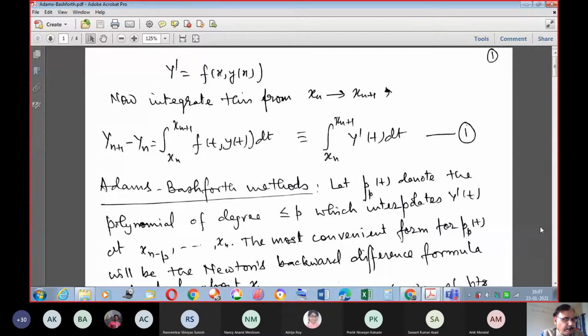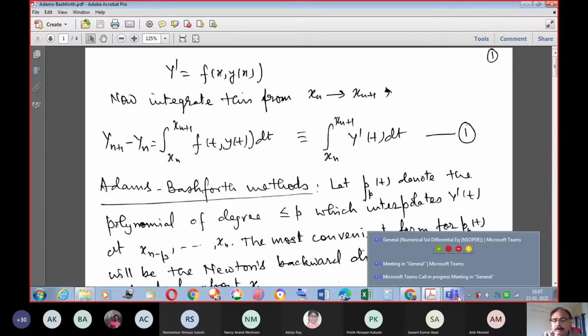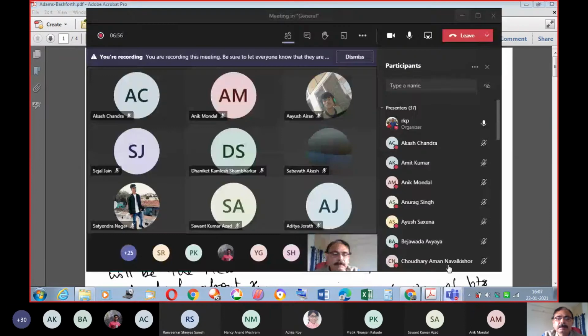So meanwhile, I will move to another part, that is some more multi-step methods. I have already informed you earlier that you please revise your interpolation. So we'll use that interpolation and proceed further.